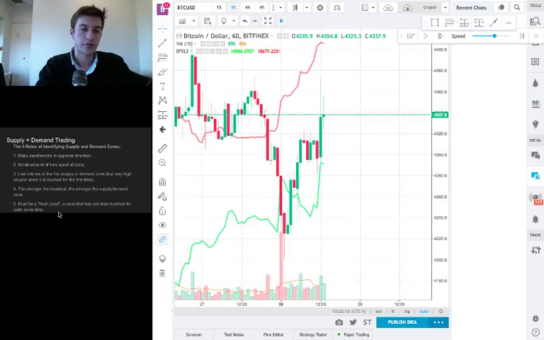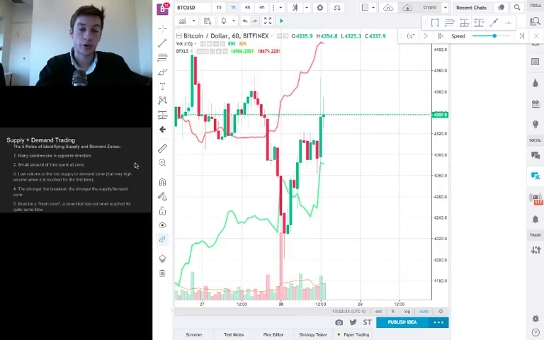Then, number 5, it must be a fresh zone. If it's been touched, then you can imagine that many positions are now positioned in the market. As you can see here, all those sell orders that were located around this area right here may have gotten filled here. And yes, that's a supply and demand zone.